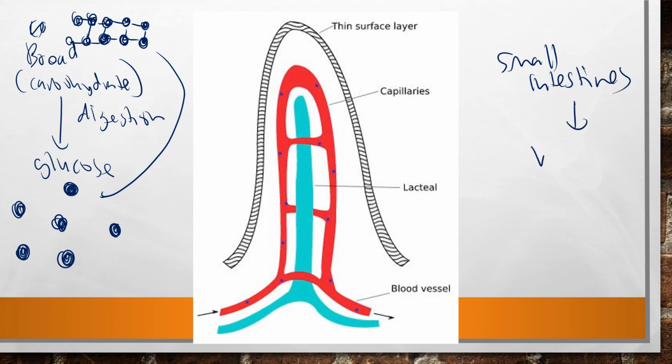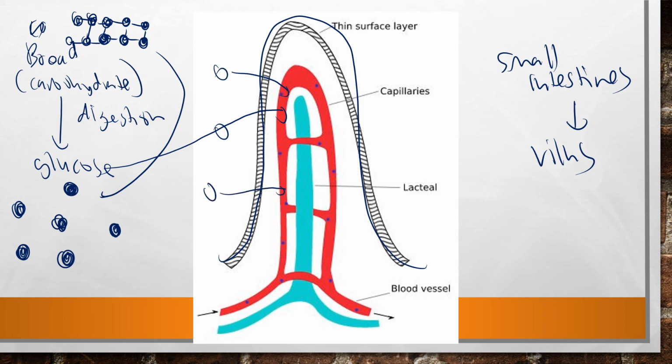surface tu dia ada villus kan. Ni villus ni kan, dia ada villus ni. Okay. So glukos ni dia akan masuk ke dalam villus, dia akan masuk ke dalam blood capillary. Yang warna merah ni blood capillary lah. Okay. Bukan glukos je yang masuk ke dalam villus blood capillary ni. Amino acid masuk, vitamin, mineral pun masuk.